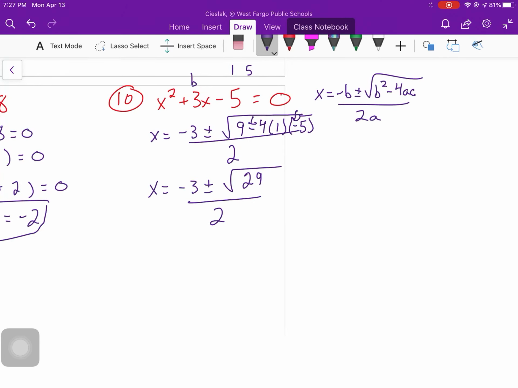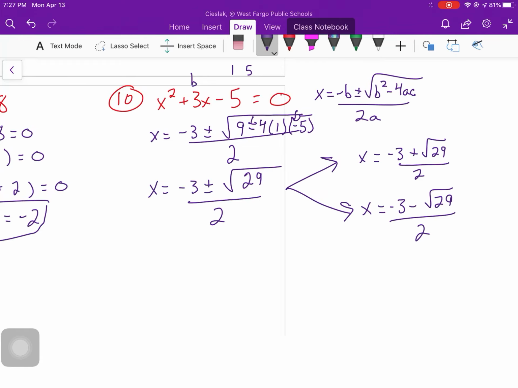So we have two answers that come from this, and we are almost always going to be rounding these. This really branches off into two separate pieces. This is x is equal to negative 3 plus the square root of 29 all over 2, and x is equal to negative 3 minus the square root of 29 all over 2.